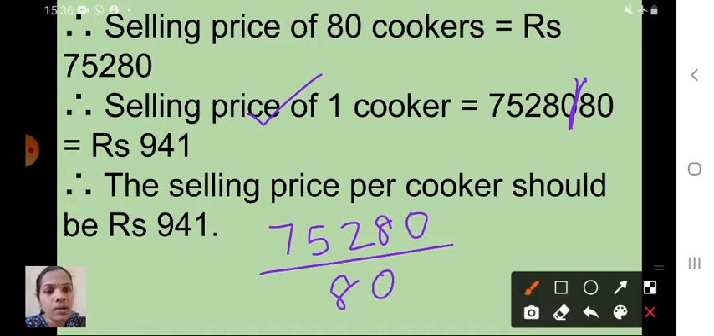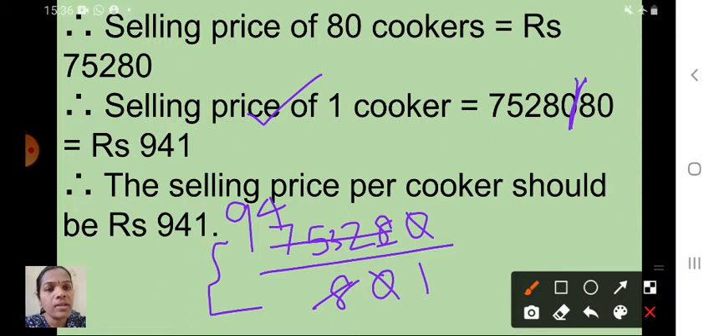Okay. So here how we have to divide here? This 0 cut. And 8 ones are 8. 75. How many 8s are there? 9 8s are there. 9 8s are 72. Remainder 3. So it will become 32. How many 8s are? 4 8s are 32. And here 8 is there. 1 8s are 8. So 941.